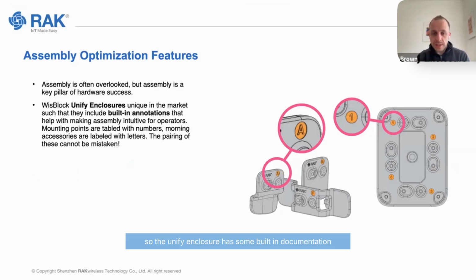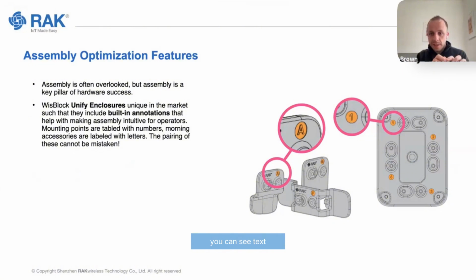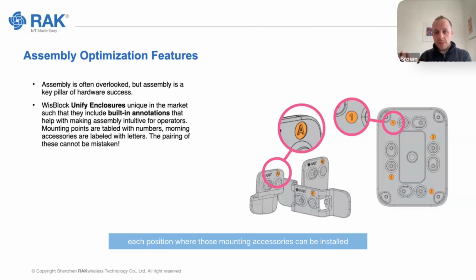So the Unified Enclosure has some built-in documentation. If you look carefully inside, you can see text, numbers, and annotations that are in the plastic itself. They're not printed, they cannot be removed. One of those key elements that helps assembly is that the mounting accessories have a marking, A, B, C, D, E, etc. And the enclosures, at each position where those mounting accessories can be installed, are also marked with a number.